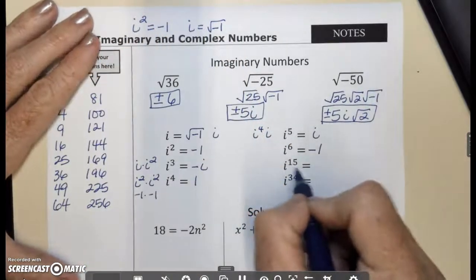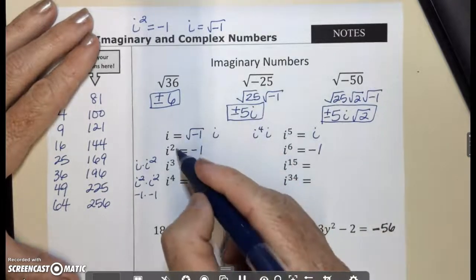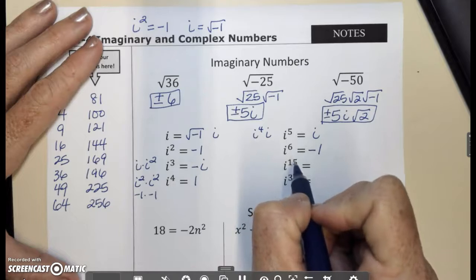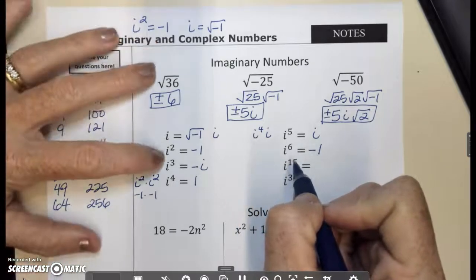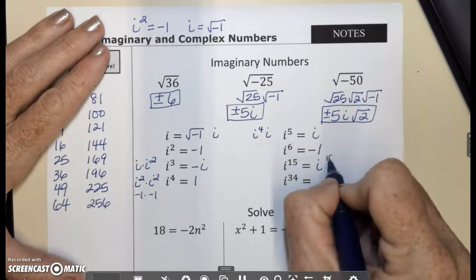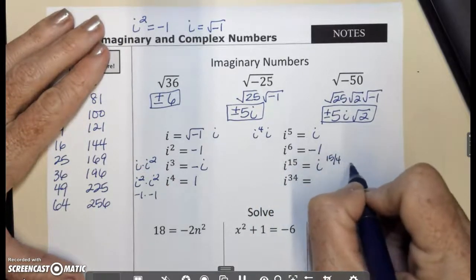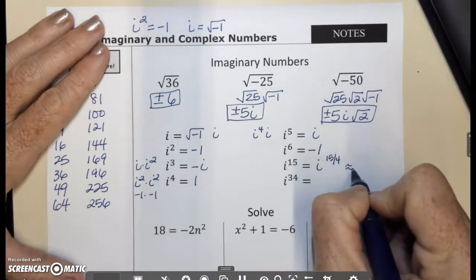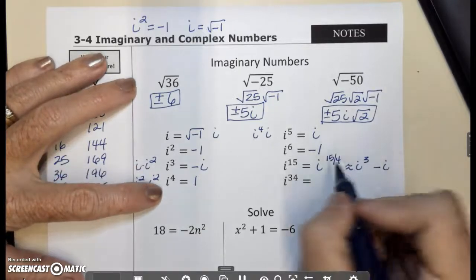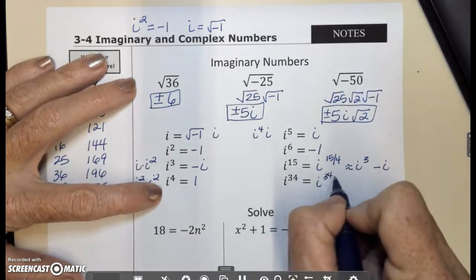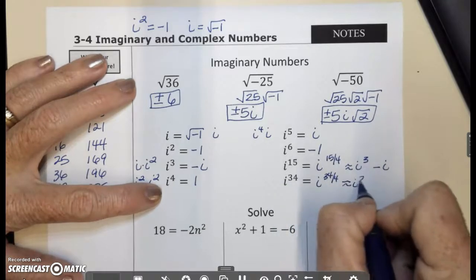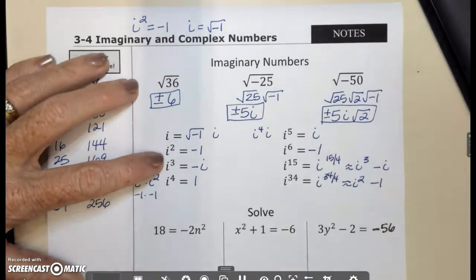The easiest way to find the value of these is that the pattern repeats every fourth power. So all you need to do is divide that exponent by 4, figure out what its remainder is, and that will tell you where it fits in that pattern of 4. So 15 divided by 4, 4 goes in there 3 times with a remainder of 3. So it's the equivalent of I to the third, which will give us a value of negative I. 34 divided by 4 goes in 8 times with a remainder of 2. So it's equivalent to I squared, which is a value of negative 1.